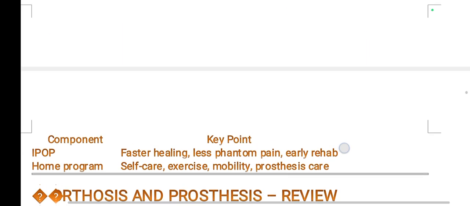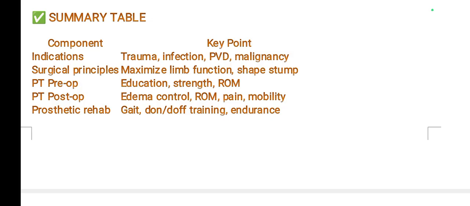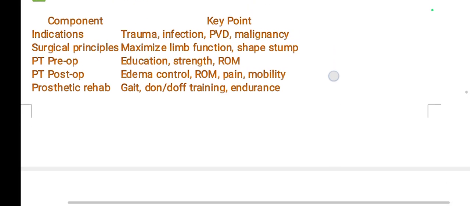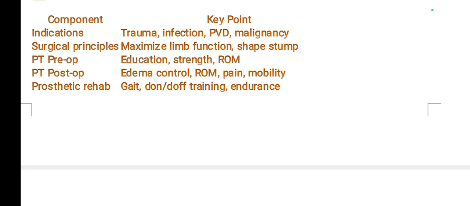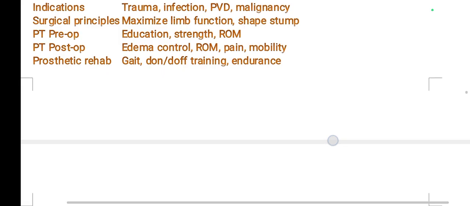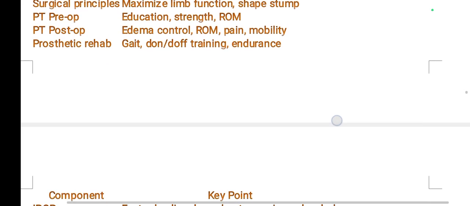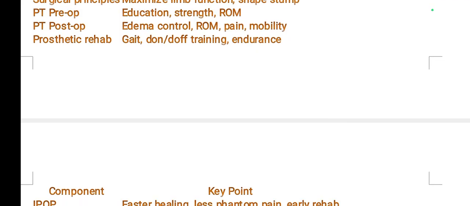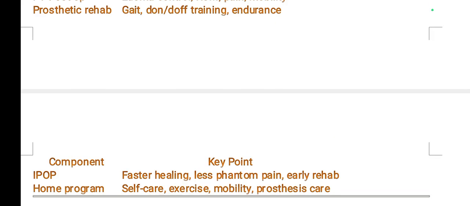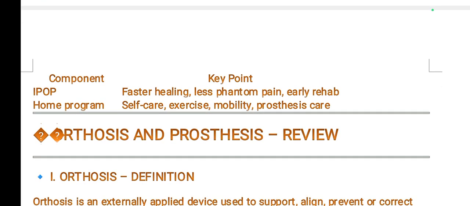So let's summarize what we have discussed. Amputation is indicated for trauma, infection, PVD, peripheral vascular disease, and malignancies such as tumors. The surgical principle is to maximize limb function and shape the stump. PT pre-operative: education, strength and range of motion. Post-operative: edema control, range of motion, pain and mobility. Prosthetic rehab: gait, donning and doffing training, endurance.